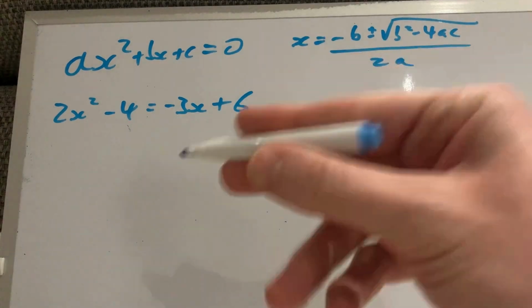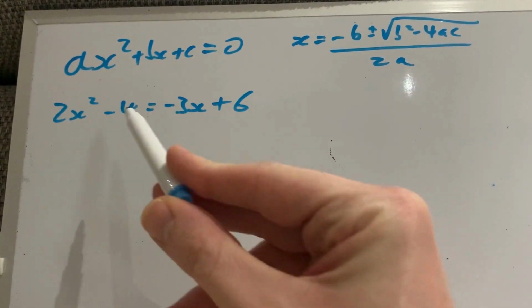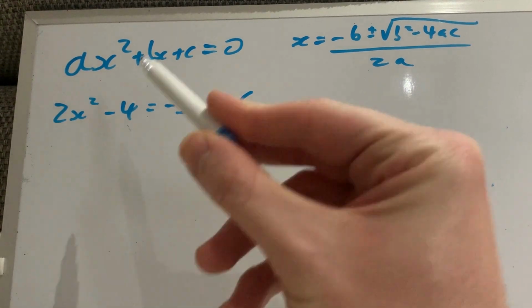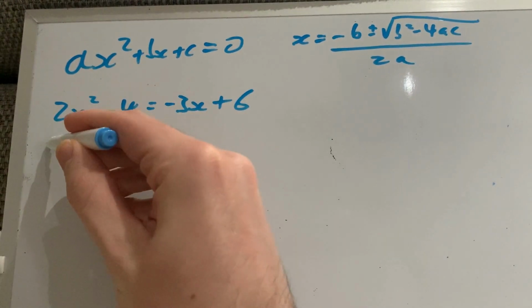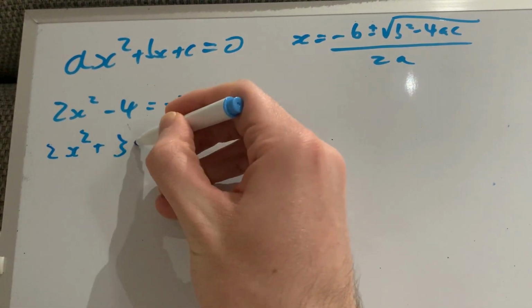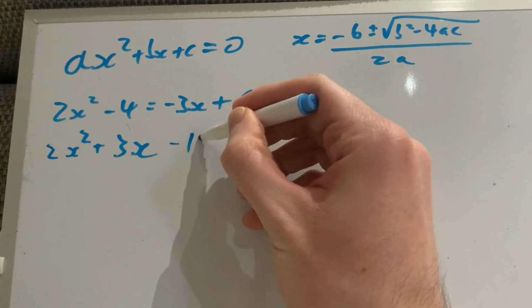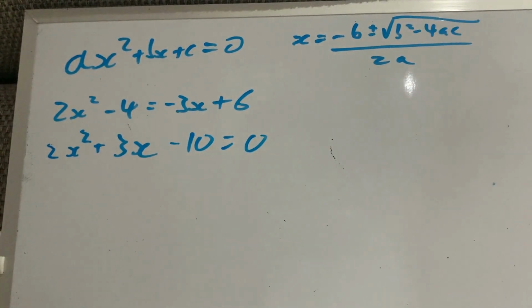So we're going to take everything to the left. We could take it to the right and have negative 2x squared plus 4, but I like to have my x squared term positive. So we're going to add 3x to both sides. So we've got 2x squared plus 3x, and then take away 6 from both sides. So minus 4 minus 6 is minus 10, and all of that equals 0.